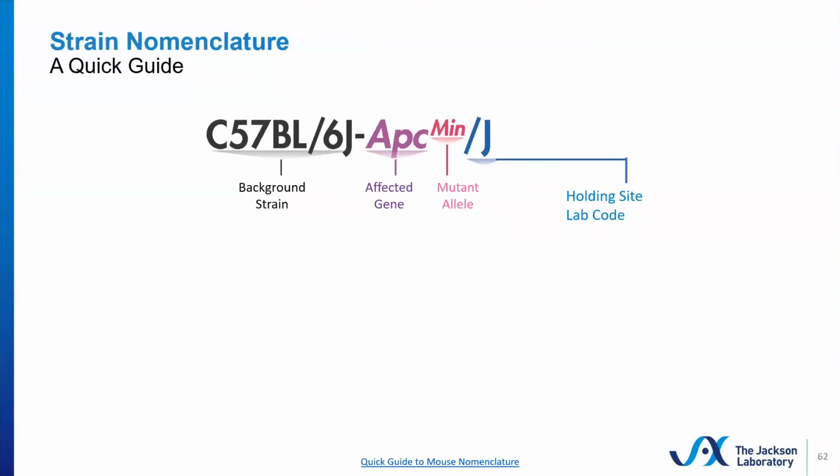When reading strain nomenclature, the easiest first step is to identify the hyphen, which separates the strain background and the mutation information of the strain. In this example, going from left to right, the strain background is shown in black and is C57 Black 6J. To the right of this, in purple, you will see that the gene the mutation occurs in is APC. In superscript, there is allele information. In this case, the mutation is indicated as MIN, M-I-N. And lastly, in blue is where the strain is maintained. Typically, the lab code is indicated to the right of the slash.